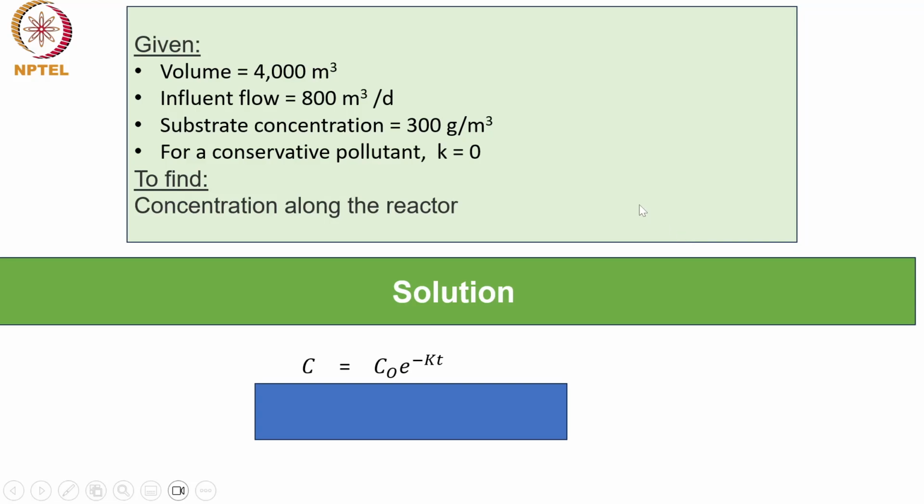See, Q is equal to V by T. So you can find T is equal to V by Q. That is your volume, 4000, divided by 800. So your time will be 5 days. So it is C naught into e to the power minus 0 into 5. Here this 5 is not at all required because you know e to the power 0 is 1. You are getting what I'm telling?